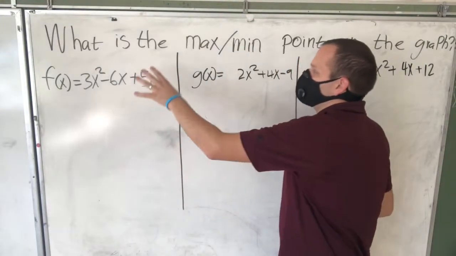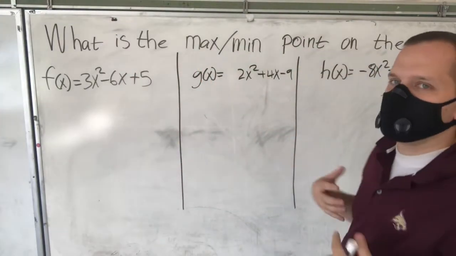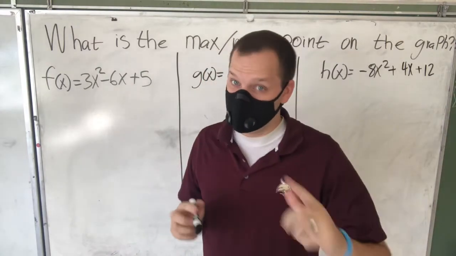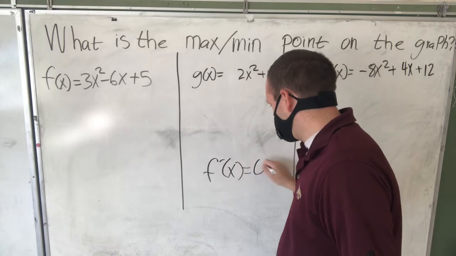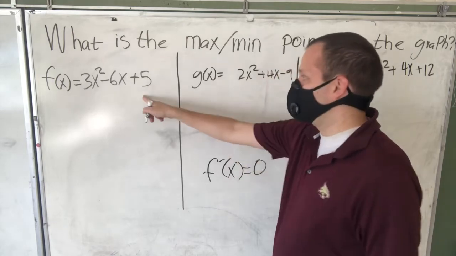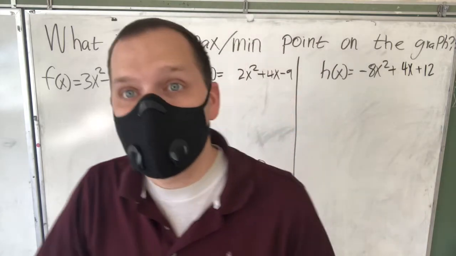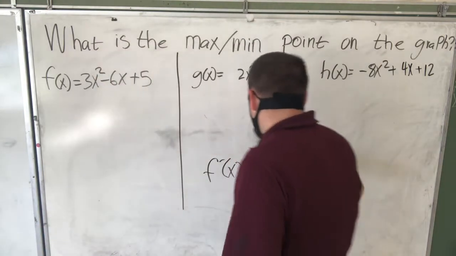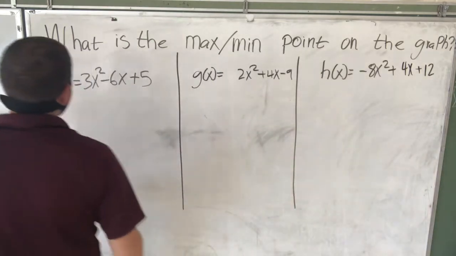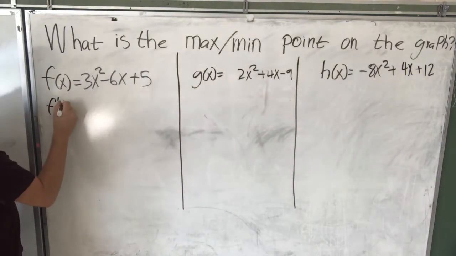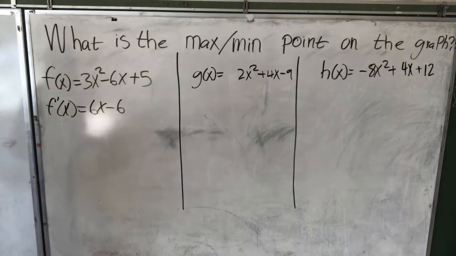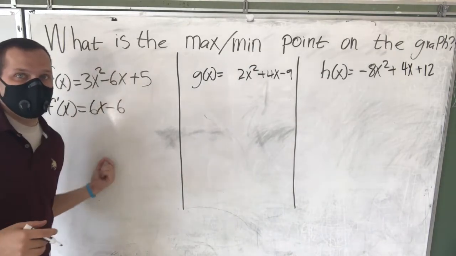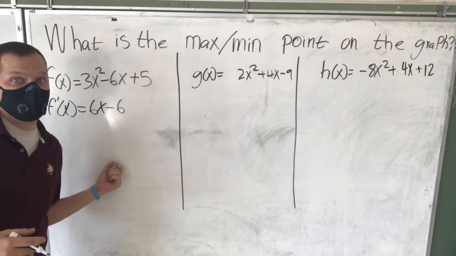Okay, so let's look at these 3 equations here. We want to know what is the maximum or minimum value on those graphs. So what we can do is figure out where the derivative is 0, so where f prime of x equals 0. If we can figure out where that x value is, that's going to tell us where the maximum or minimum value will be. Let me show you what I mean. So here, if I take the derivative, f prime of x is going to be 6x minus 6. And I figure out where this is 0, that's going to either be the highest point on the graph or the lowest point.